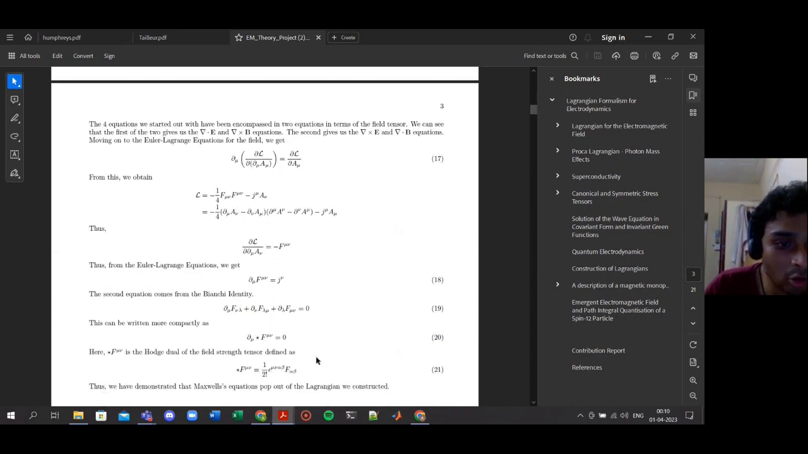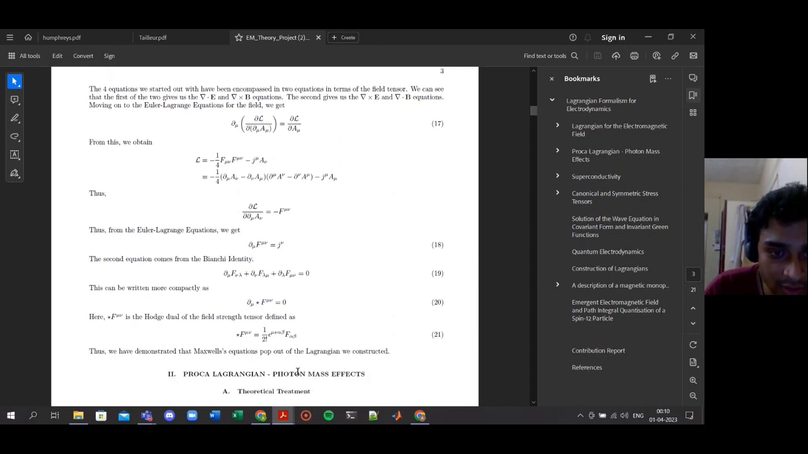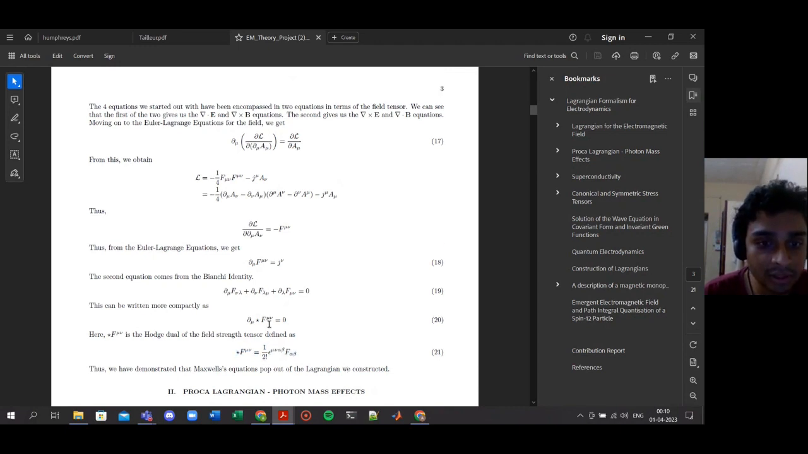It can be formulated in a more compact form as equation 20, where the dual field strength tensor is defined as follows. This definition can be generalized to higher manifolds and different metrics as well, and it's known as the Hodge dual. But in this case, which is Minkowski spacetime, the dual is defined by equation 21. So equation 20 is the homogeneous Maxwell's equations, and equation 18 is the non-homogeneous Maxwell's equation.